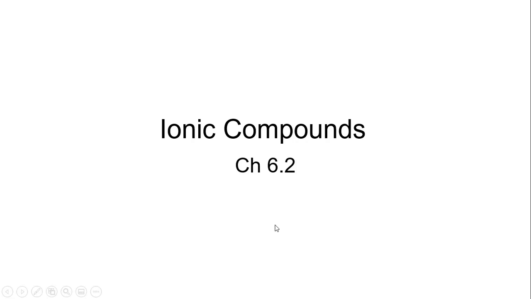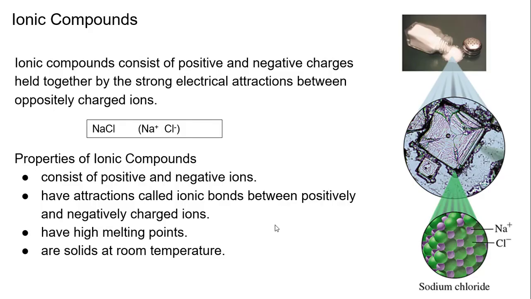Hi class. So this section is 6.2 and we're going to be discussing ionic compounds. What happens when those positively charged ions and negatively charged ions come together, creating an ionic bond, which is now an ionic compound. So ionic compounds consist of positive and negatively charged ions that are held together by a very strong attraction between the oppositely charged ions.